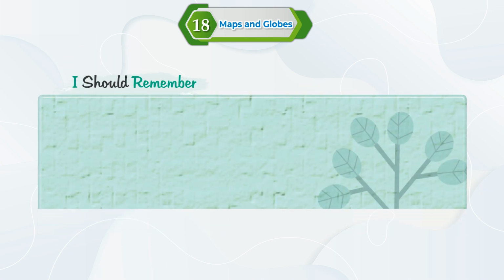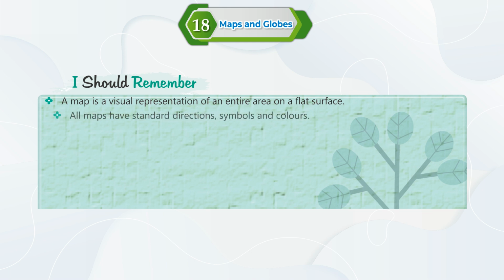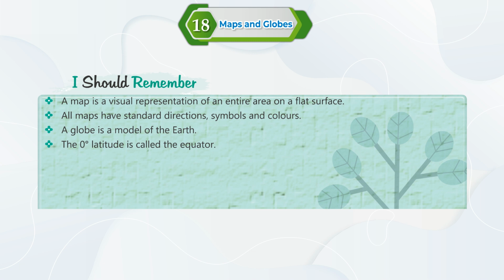I should remember. A map is a visual representation of an entire area on a flat surface. All maps have standard directions, symbols and colors. A globe is a model of the earth. The 0 degree latitude is called the equator.